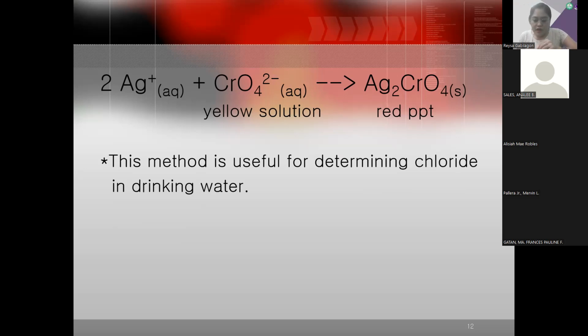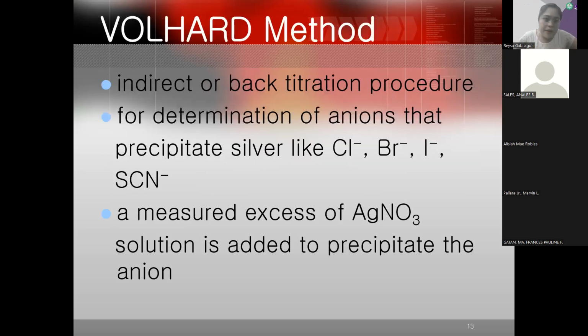So, and other substances. Just like this one, this contains chloride. So we can determine how much chloride our water sample has. So that is for the Moore method. Now, the next one, we have three methods here for the precipitation reaction.